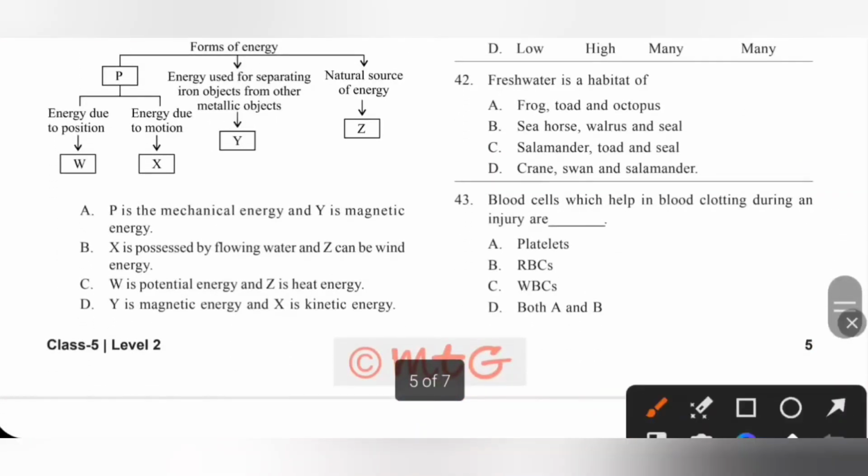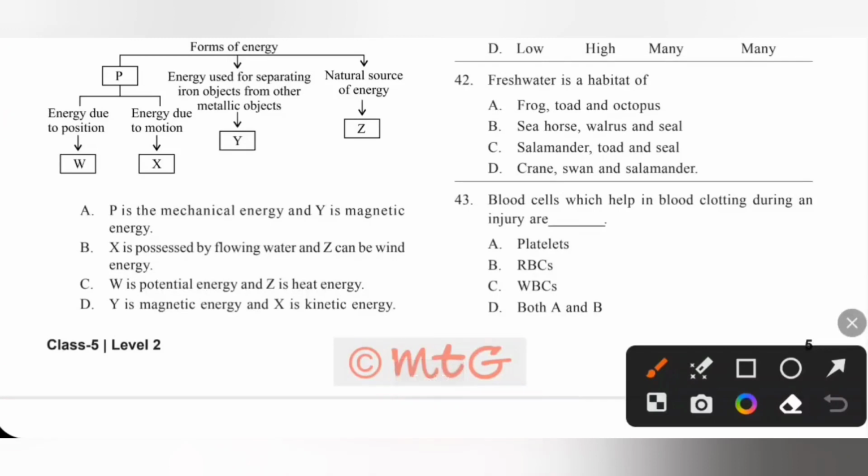42. Fresh water is a habitat of dash. So fresh water is a naturally occurring water on earth's surface and contains minimal quantities of dissolved salt. So it is a habitat to numerous animals like fish, frog, crane, swan and salamander. So option D is the correct answer. Okay, option D.